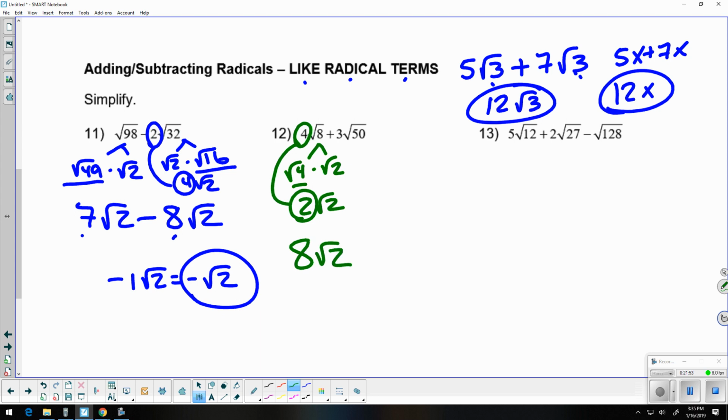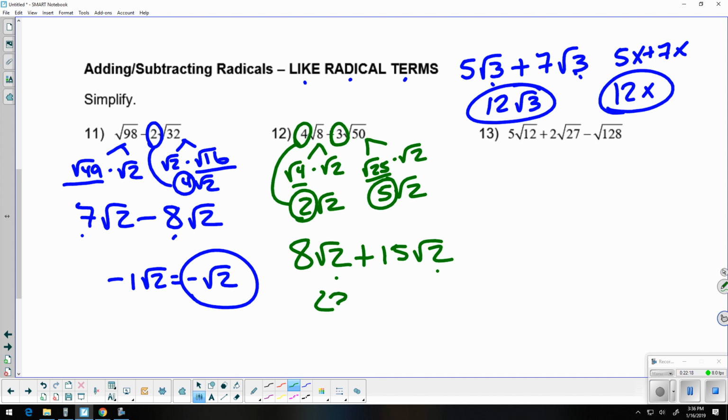And now I'm going to add to this 3 square root 50. Well, 50, I can just do 25 times 2, because the square root of 25 is 5 square root 2. Okay, but the 5 now is joining the 3 that's already there. So 5 times 3 makes this 15 square root 2. Now we can add these two together. They're like radical terms. They have the same radical, square root 2. So 8 plus 15 is really all I have to do. That's 23 square root 2. Final answer.